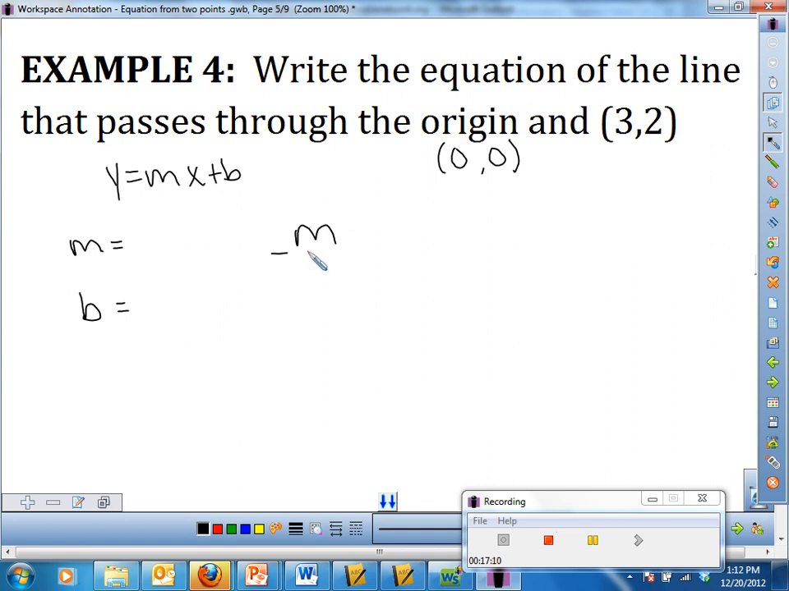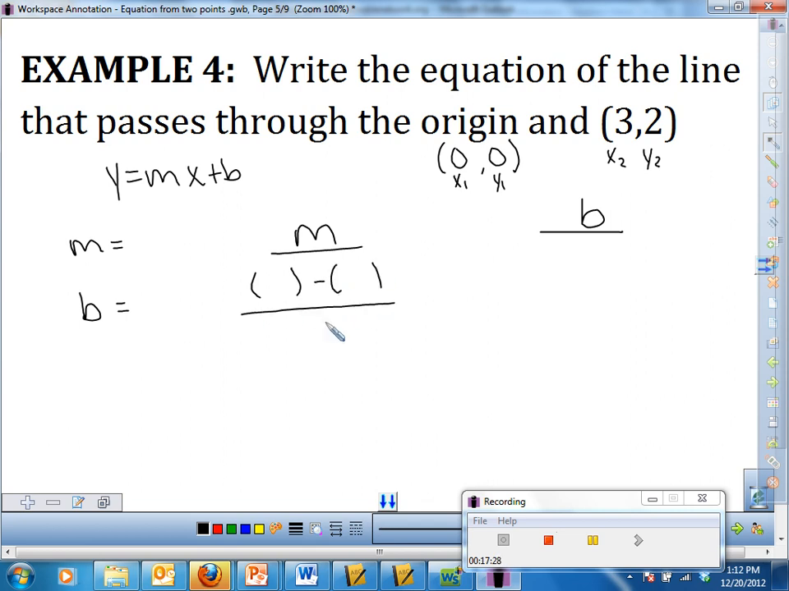So again, I know I'm going to have to solve for m. And I know I'm going to have to solve for b. So to find m, I'm going to use my equation to find slopes. I'm going to label my points, x1, y1, x2, y2. I'm going to go ahead and draw out what my formula is going to look like without putting the number in. My y2 was a positive 2. My y1 was 0. My x2 was positive 3. My x1 is 0. I'm going to go ahead and simplify.